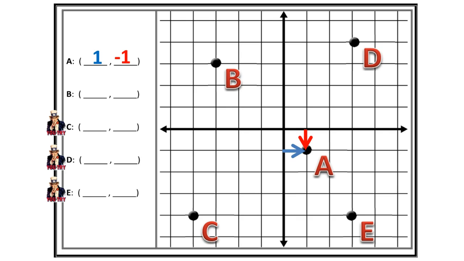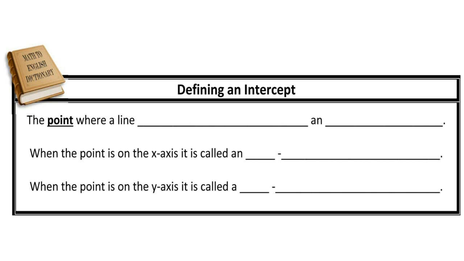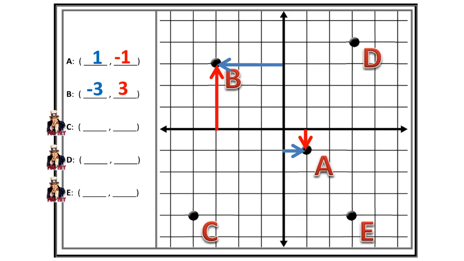Point B. We start by looking at how far away from the y-axis point B is. It's 3 to the left. Left is negative, right is positive. Then we count up from the x-axis. That's up 3, so it's positive 3. Up is positive, down is negative. On your own, try naming the other 3 ordered pairs on this sheet.